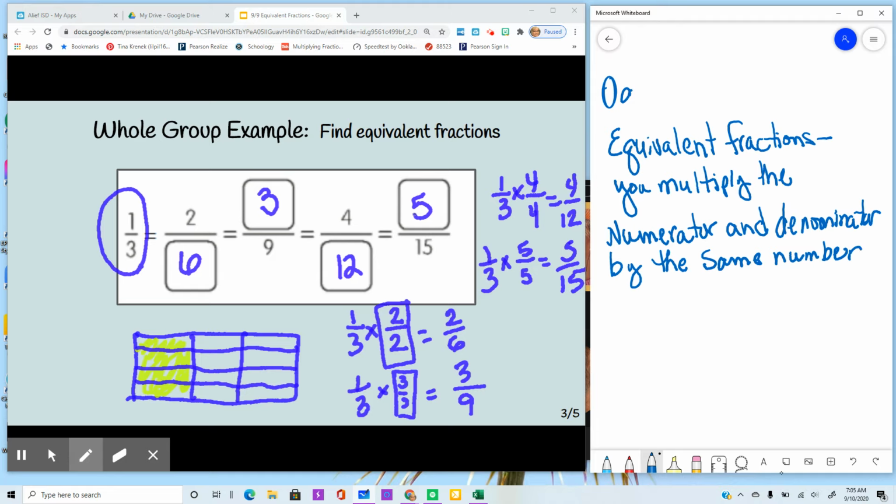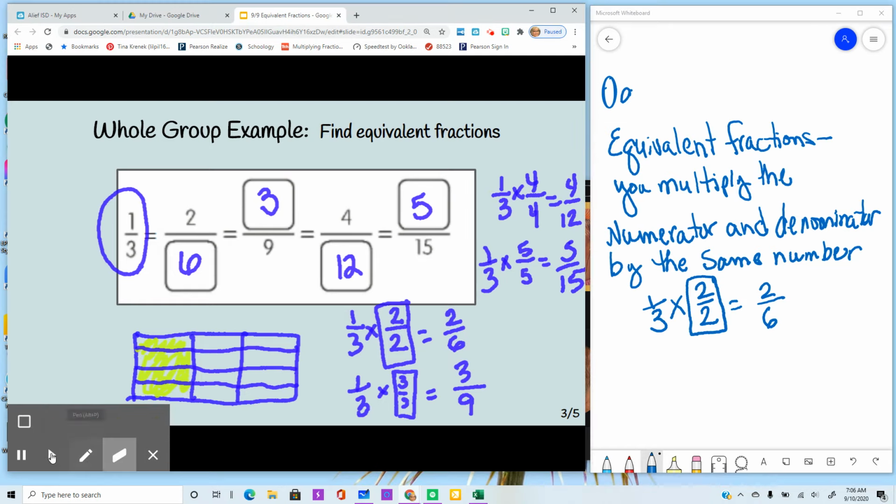So we can look at 1/3 times 2/2, and that 2/2, 3/3, 4/4, whatever the number is, equals 1 whole. So we're multiplying it by 1. We're not changing the original fraction in the sense of the amount of it. We're just changing how it looks. So that gives us 2/6. Okay, if you need to pause the video, go ahead and do so that you can take your notes. I will continue on.